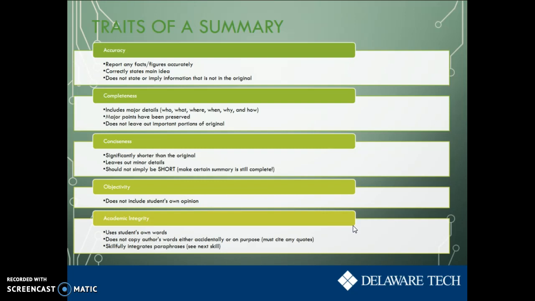Now, an occasional short direct quotation is acceptable in a summary, but they should be very, very few. The primary material should be written with your writing style. Sounds like you. It's not copying the writer's writing style or exact words.